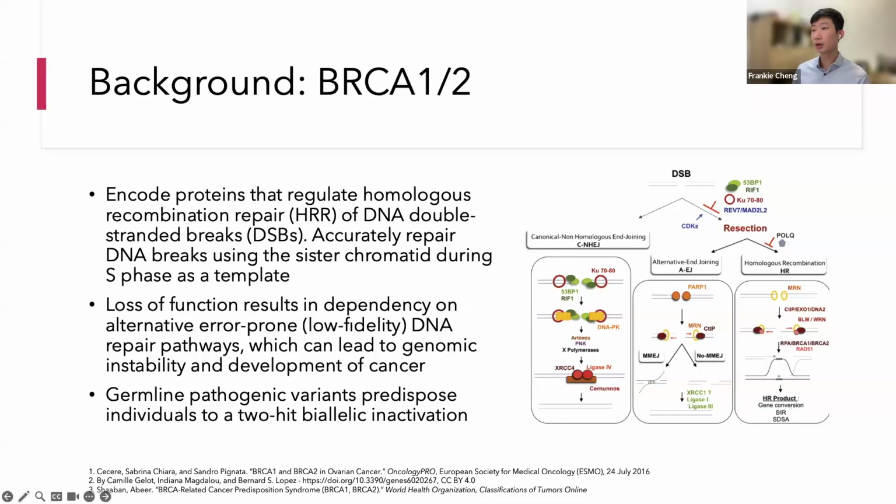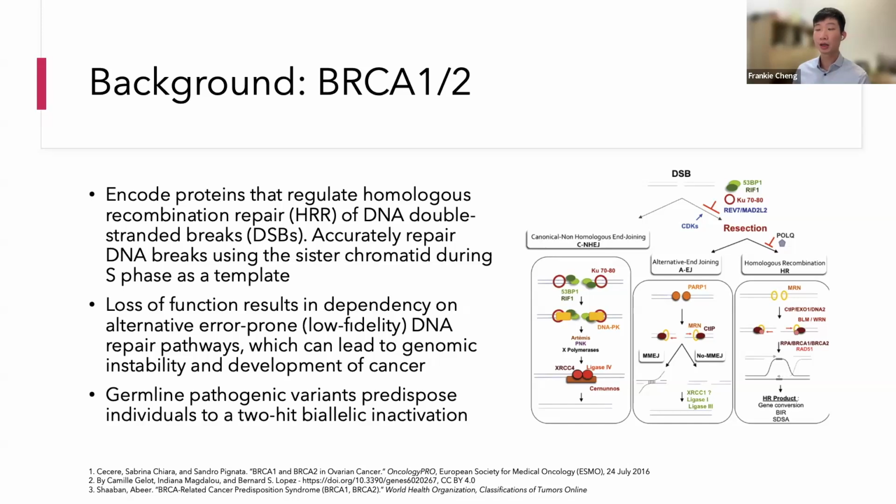So let's talk about the mechanism of how our cells repair double-strand DNA breaks. So when double-stranded DNA breaks occur in a cell, there are various mechanisms for our cells to repair the damage. The most accurate pathway is through the homologous recombination pathway. It is most error-free and most accurate as compared to the alternative mechanisms, namely the non-homologous end joining and the microhomology-mediated end joining pathway. So BRCA1 and 2 encode proteins that regulate the homologous recombination repair when DNA double-stranded breaks occur, using the sister chromatid as a template.